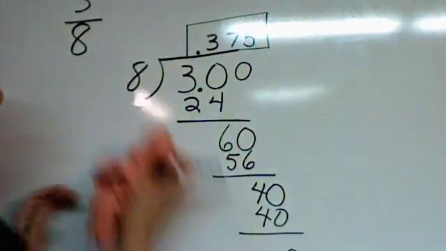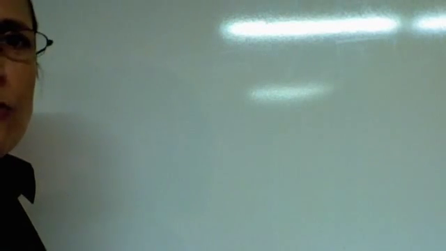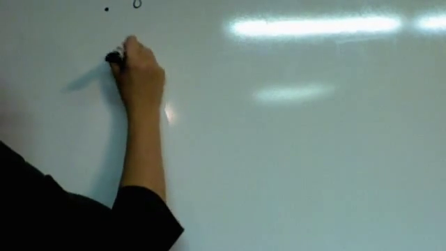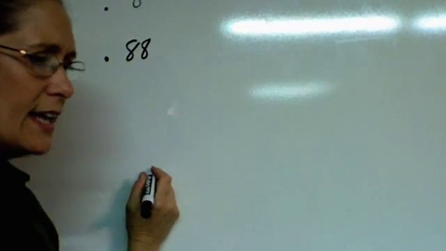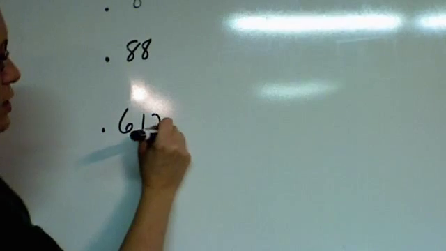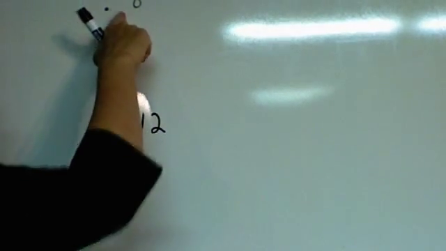Okay, now what about taking a decimal and writing it as a fraction? Well, you will need to know those decimal places, and you will be receiving a formula sheet that also has these on it. But let's say we had 0.8. Let's say we have 0.88, and let's say we have 0.612. Okay, let's look at the first one.